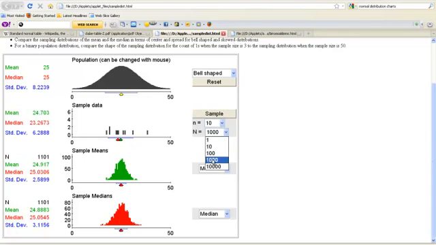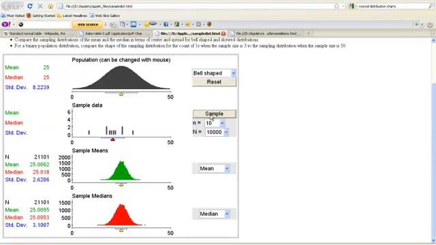I'm going to do it 10,000 times. Look at that. Isn't that cool? Now, really, I've done it 11,101 times because I scrolled through. Now, I'm going to keep doing this. When I hit sample, it's going to keep just adding to this distribution. Watch. Look at that. It becomes more and more and more normal.